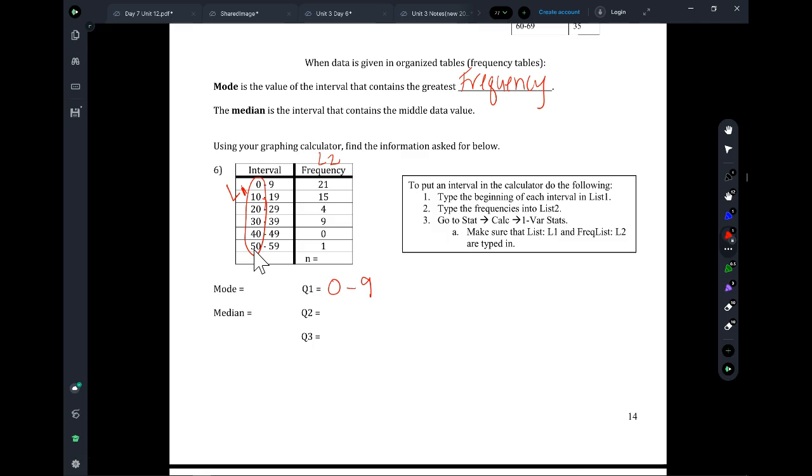Q2 said a 10, or the median is a 10. That doesn't mean 10 is our answer. That means the interval 10 to 19 would be where the median falls. And then last but not least, Q3 said 20. So 20 to 29 would be where the third quartile falls. So you don't have to graph a histogram to find out where the quartiles are.